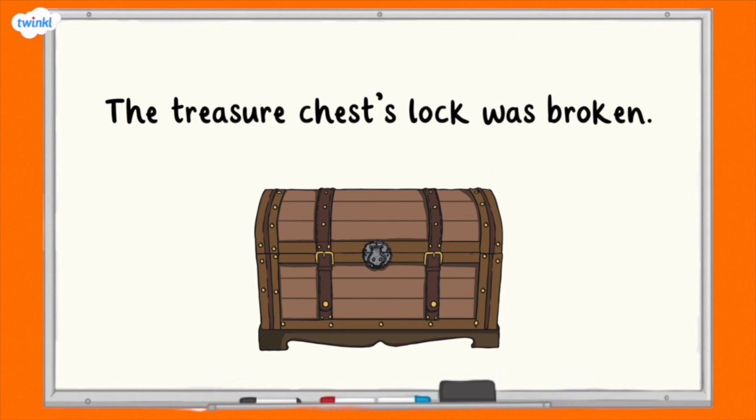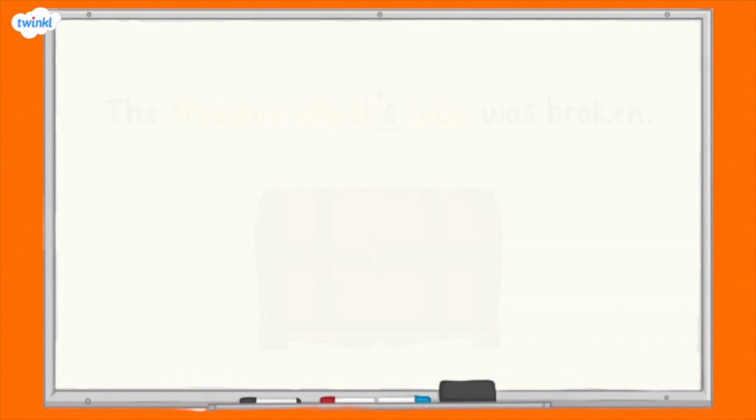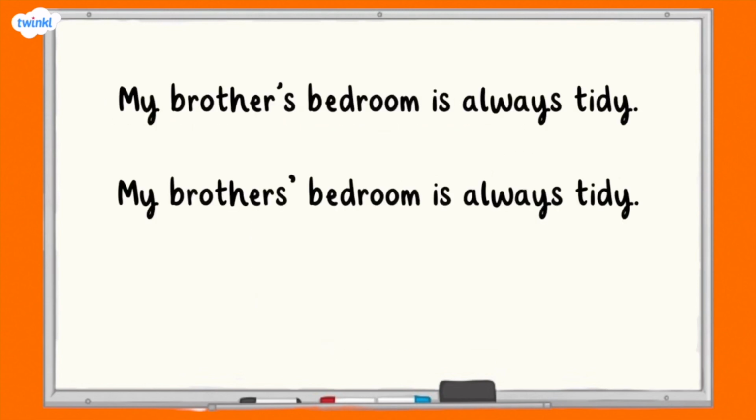There are two nouns in the sentence, treasure chest and lock. Because the lock belongs to the treasure chest, we add an apostrophe and an s to the end of that noun. When the noun is plural, we have to think a little more carefully. Let's look at the difference between these two sentences.